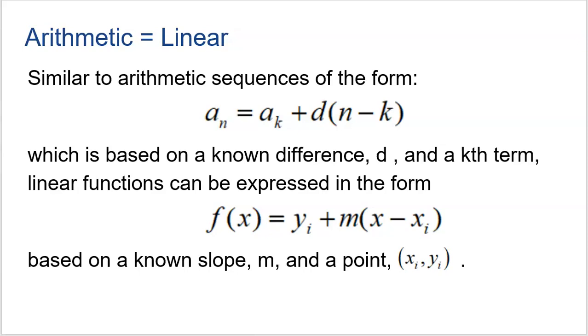So again, think about what you need to build an arithmetic sequence. You need to know what the constant rate of change is. That's the constant difference d. And you need to know any term and its value. You only need one. Right? Well, that should actually kind of sound familiar.